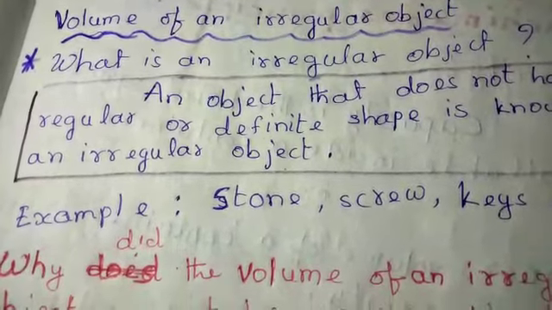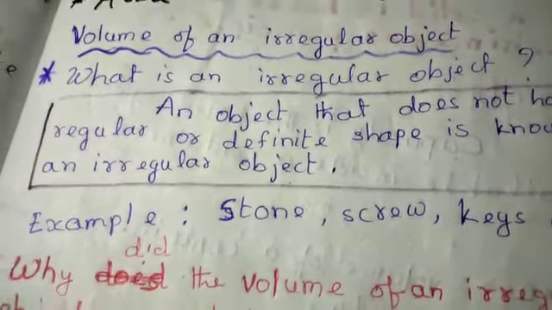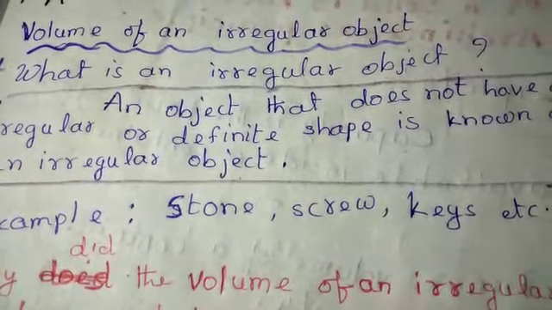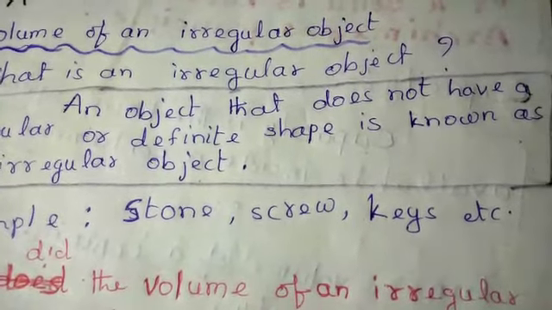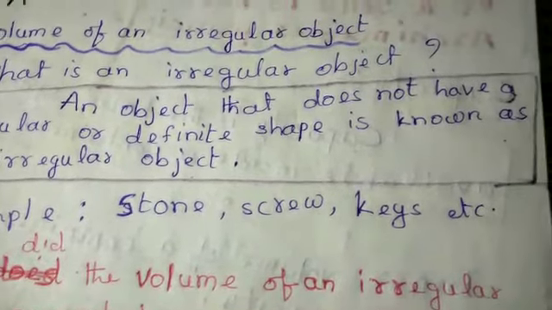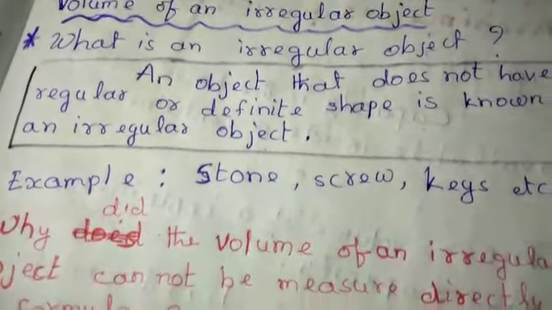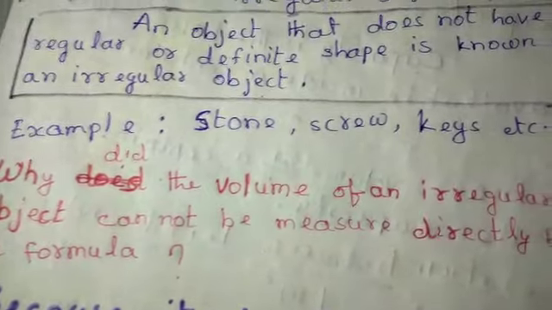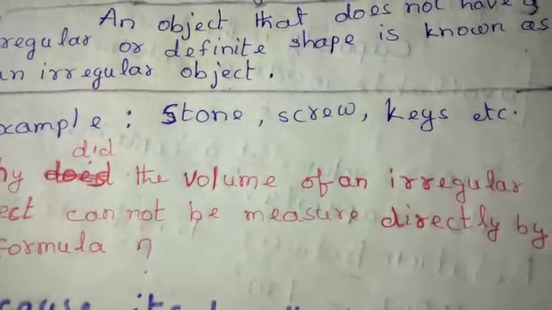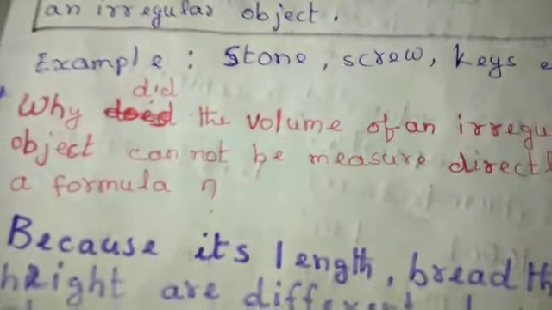Volume of an irregular object. What is an irregular object? An object that does not have regular or definite shape is known as an irregular object. Example: stone, screw, keys, etc.